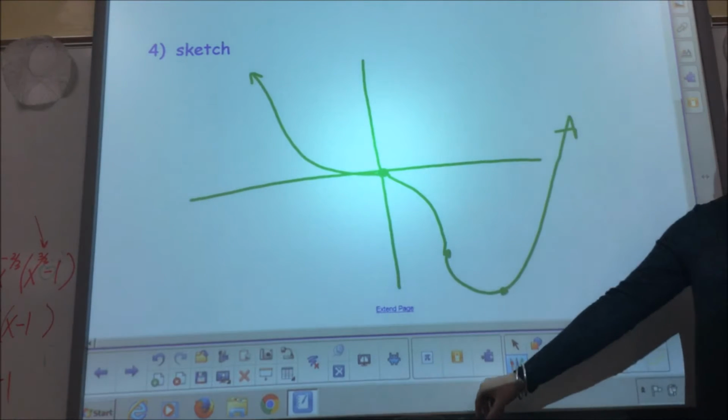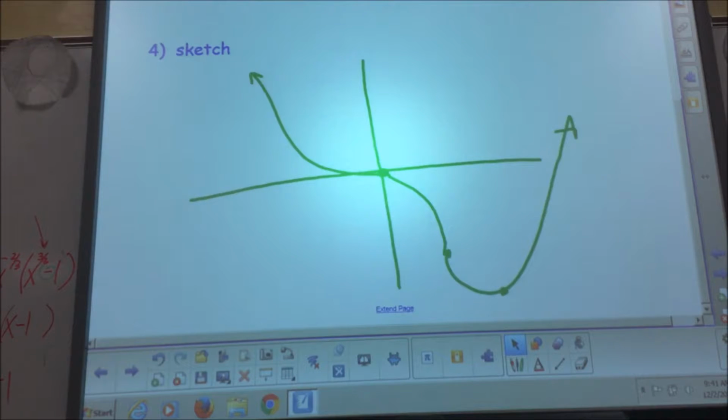Is 0 a point of inflection? Wait, no, it's decreasing to 0, and then you get a point of inflection. No, we're trying to graph f of x, not the derivative of f of x. So it's decreasing here, and then it hits a point of inflection, and it keeps decreasing. Oh, it has to hit this point of inflection first. Yeah, so there, and then like that. There's the point of inflection.